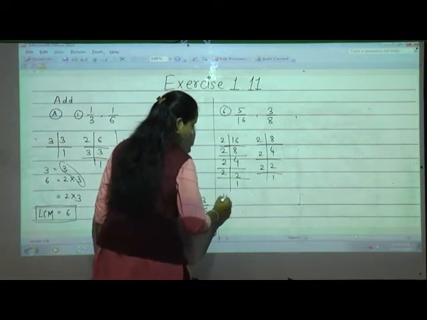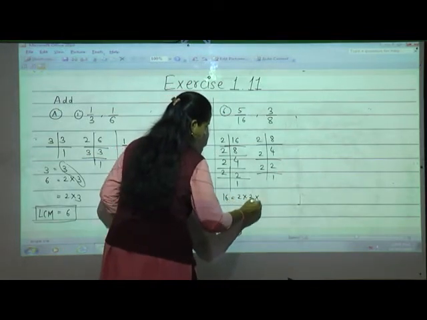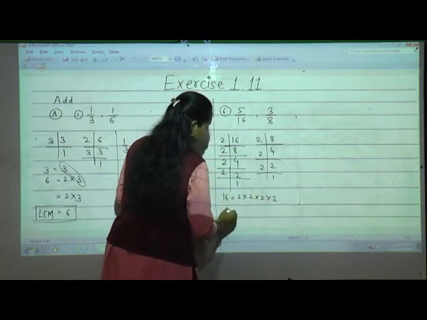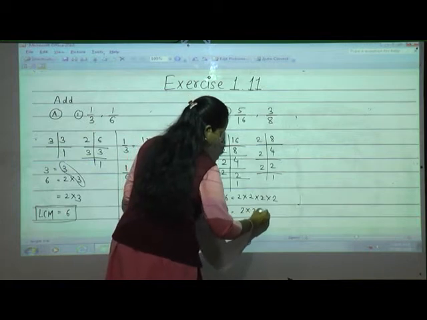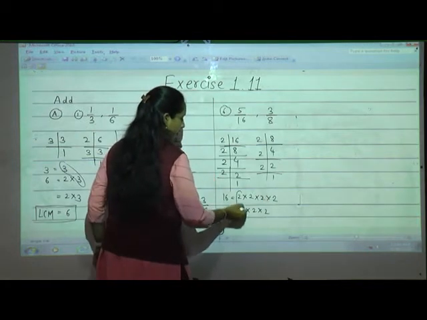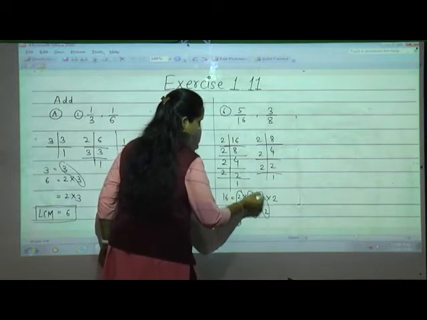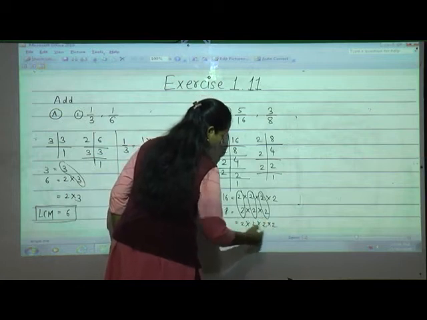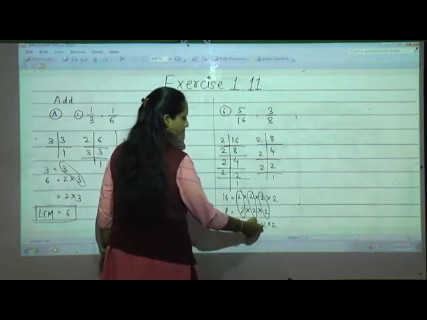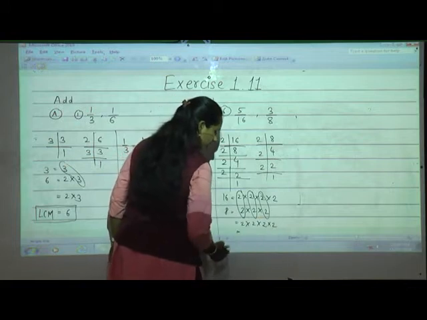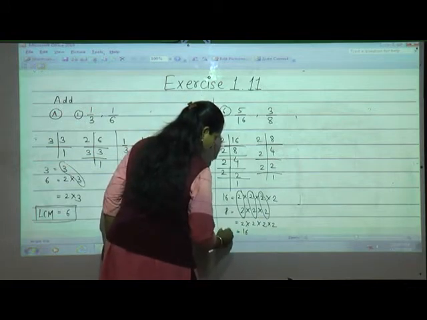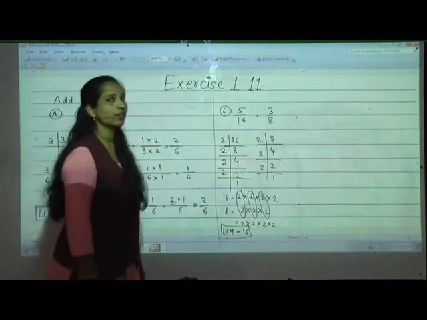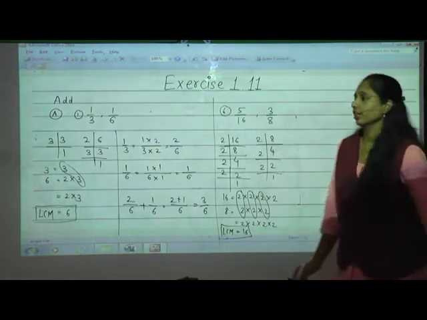What are the multiples of 16? 2 multiplied by 2 multiplied by 2 multiplied by 2, isn't it? And what about 8? 2 multiplied by 2 multiplied by 2. Now common, write only once. 2 multiplied by 2 multiplied by 2 and the remaining 2 write only once. 2 2s are 4, 4 2s are 8, 8 2s are 16. What is the LCM of 16 and 8? It is 16. Now once we got the LCM, what are the steps?